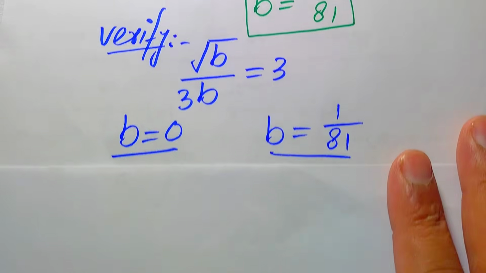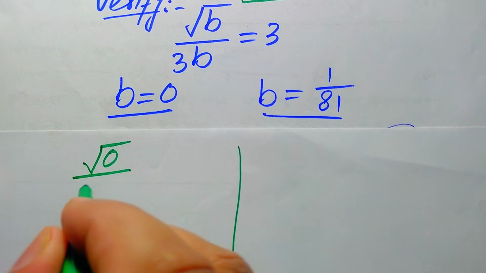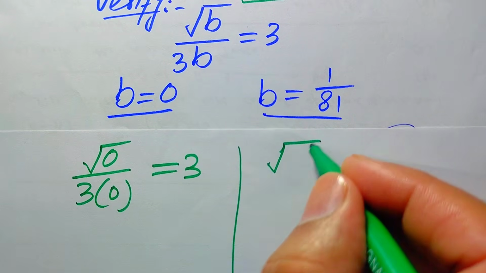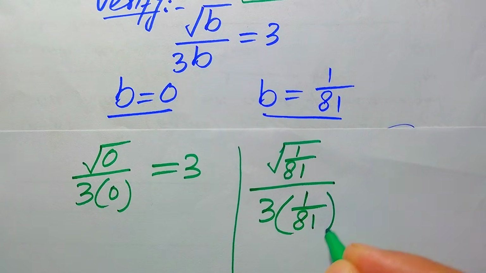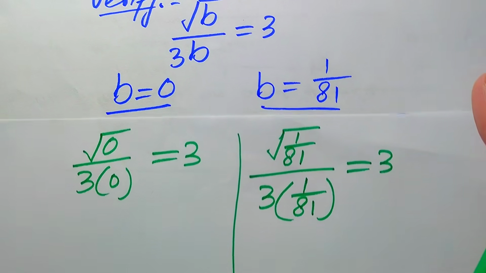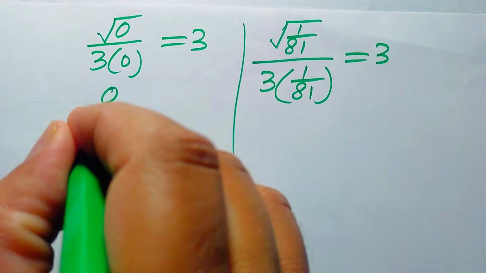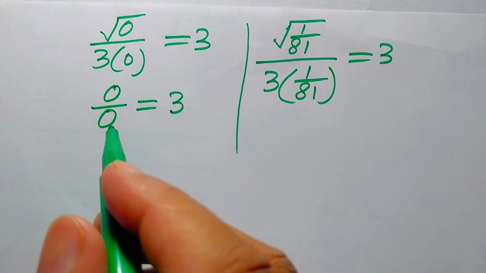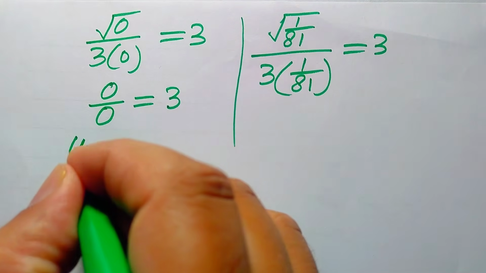So first we need to verify b is equal to 0. For this we substitute b is equal to 0 into the given question statement, and it will be written as the square root of 0 divided by 3 times 0 is equal to 3. And when we put the other value here, it will become the square root of 1 over 81 divided by 3 times 1 over 81 is equal to 3. In the next step we need more simplification, and this will be written as 0 over 0 form is equal to 3. So on the left hand side we have 0 over 0 form, which is called an indeterminate form, or in other words, an undefined form.